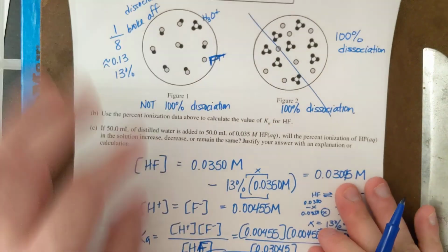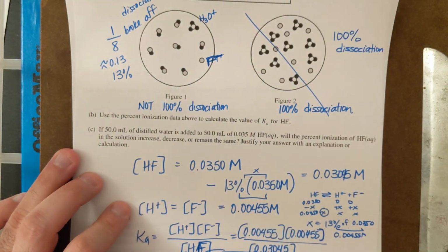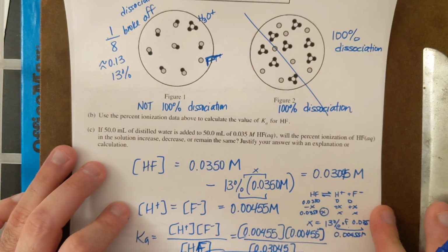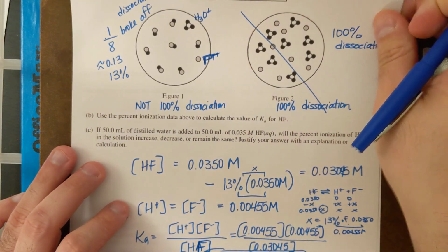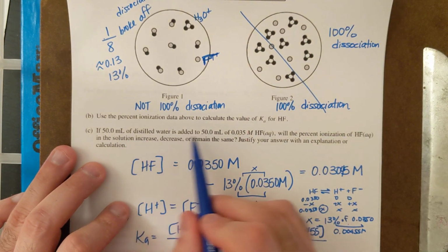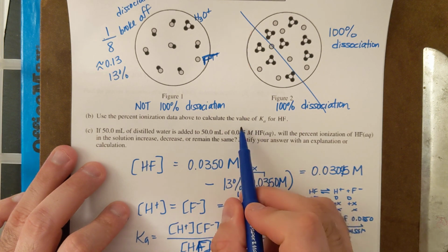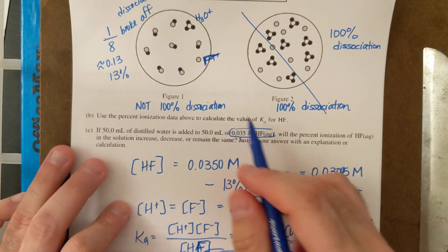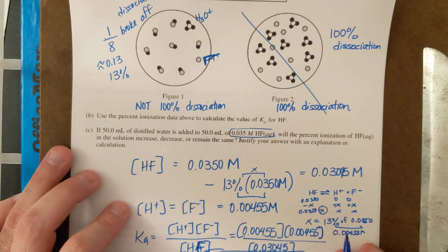All right, and then the last question says, if 50 milliliters of distilled water is added to 50 milliliters of 0.0350 molar HF, will the percent ionization of HF in the solution increase, decrease, or remain the same? Justify your answer with an explanation or calculation. Well, if I add it, I'm diluting the amount of HF. I'm going to leave this open here because of the timing of this video.